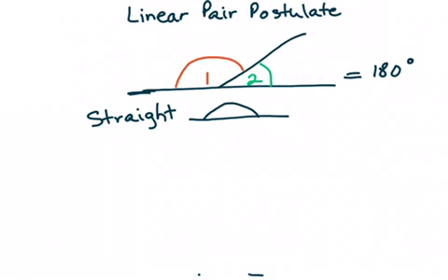angle is, by the way, isn't that a half a circle? And that equals 180 degrees. The whole circle is 360. So half of that is 180 degrees.